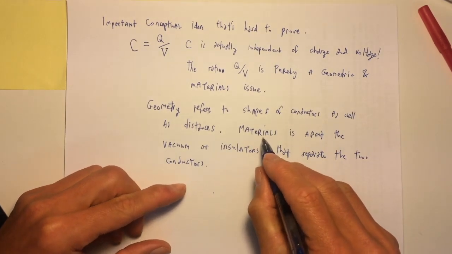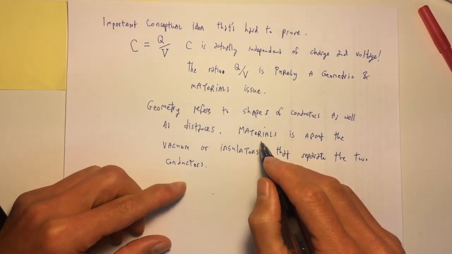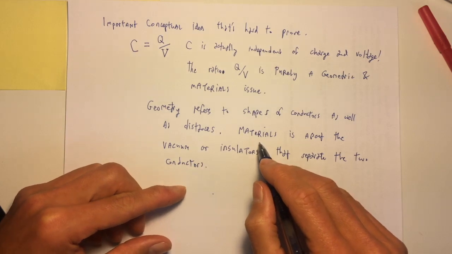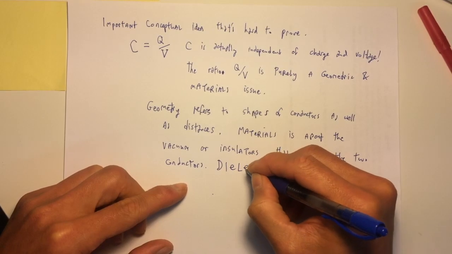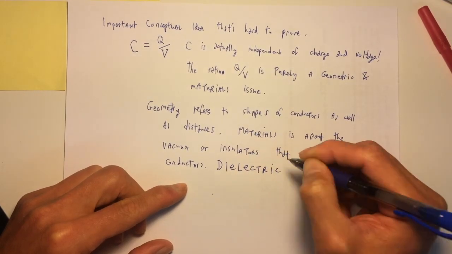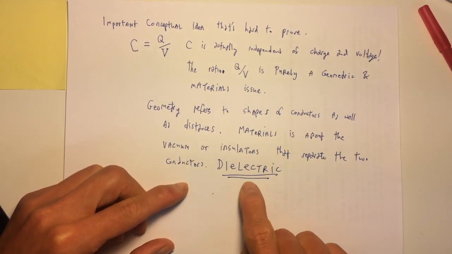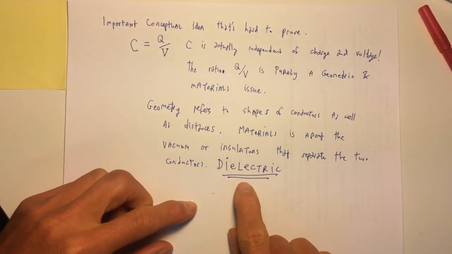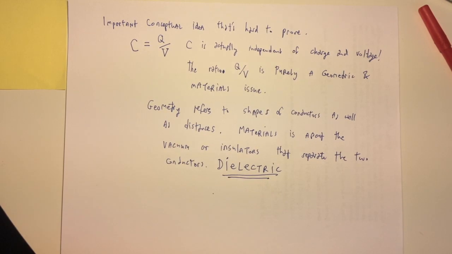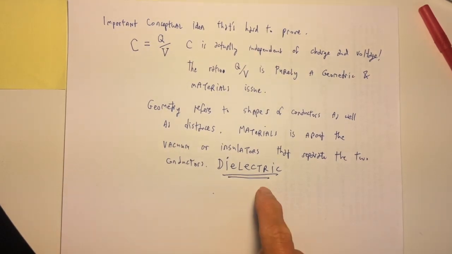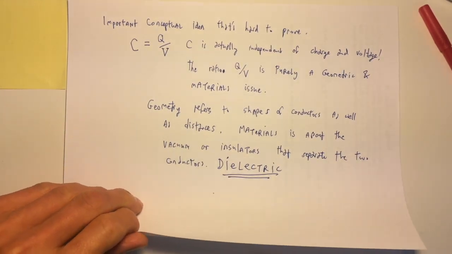The word that comes up later, and I'll likely talk about it in the next video or the following video, is dielectric. Dielectrics are a materials issue, and you can use dielectrics to change capacitances. So this is a pretty cool thing.